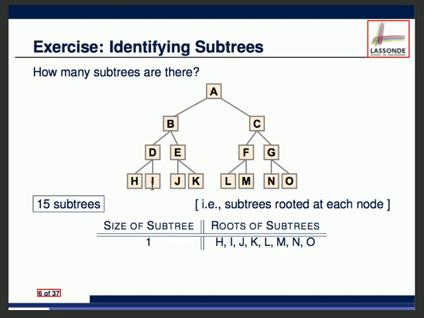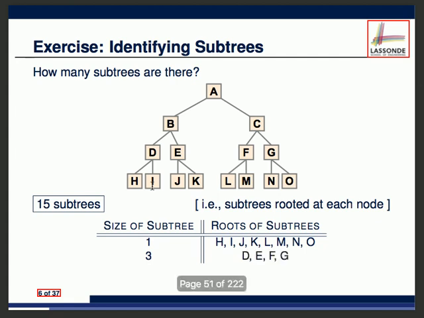Really? What's the size of D? The subtree rooted at D? 3, right? It should be D, E, and I, right? Sorry, it should be D, H, and I, not just H and I, right? So there's no subtree of size 2, okay? Now, how many subtrees do we have of size 3 then? How many? 4. D, E, F, and G, right?